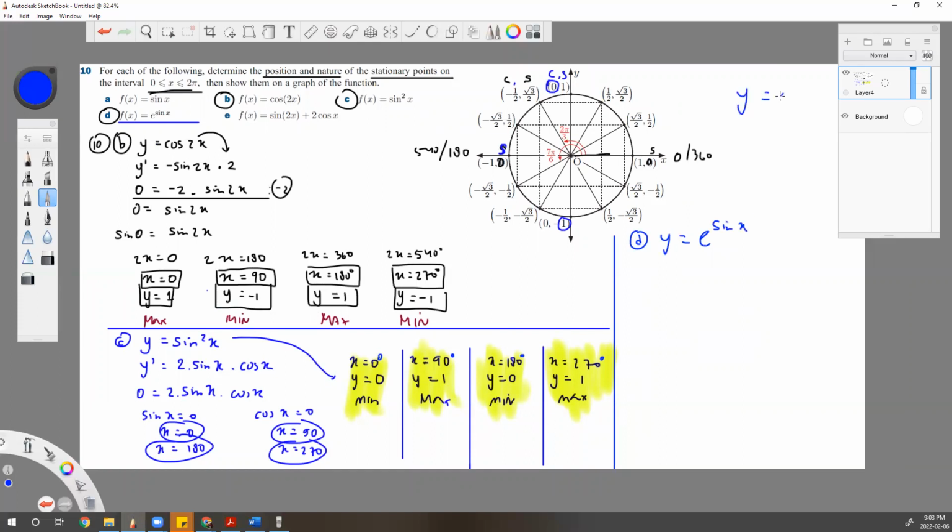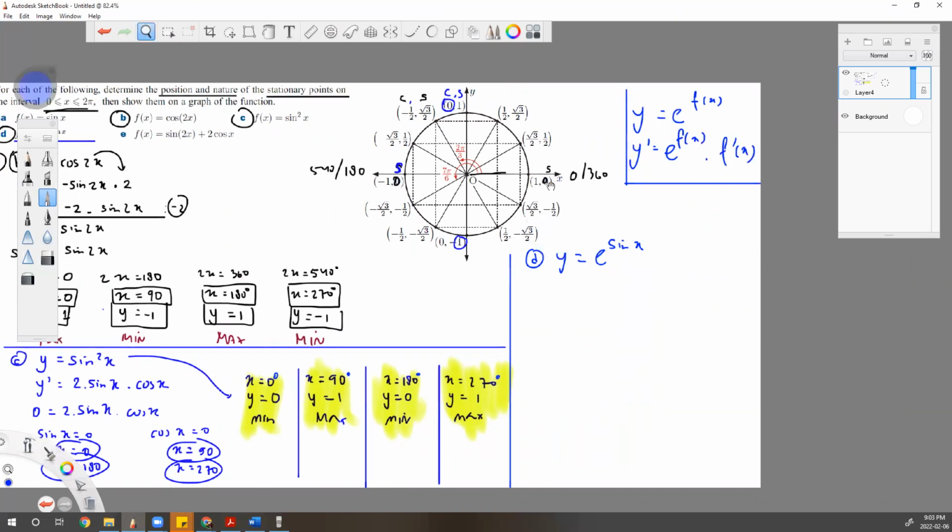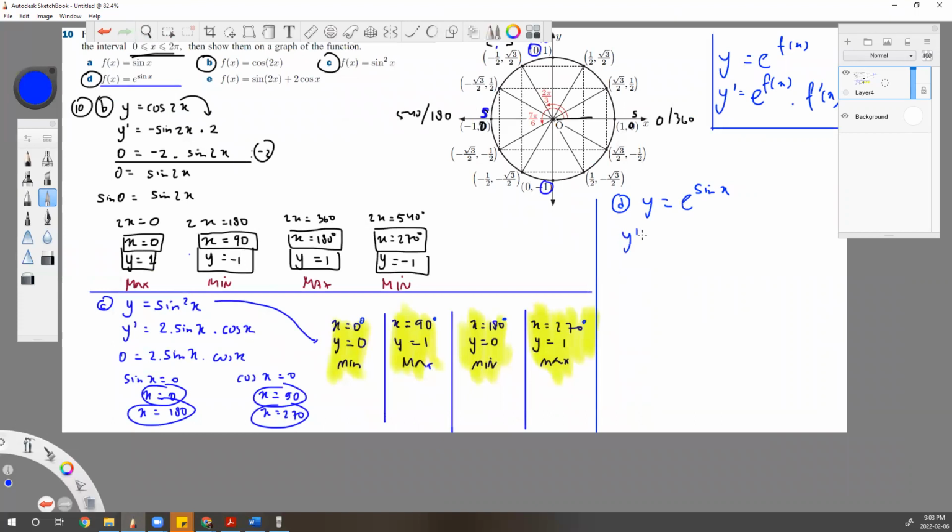Remember the rule y equals e power function of x. So the y-axis equals the number itself, e power function of x, times the derivative of the power. That's for question D. So y-axis equals e power sine x times sine x becomes cos x, right? That's it. And put 0.